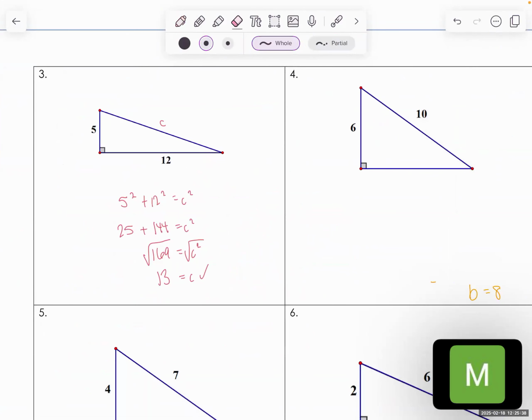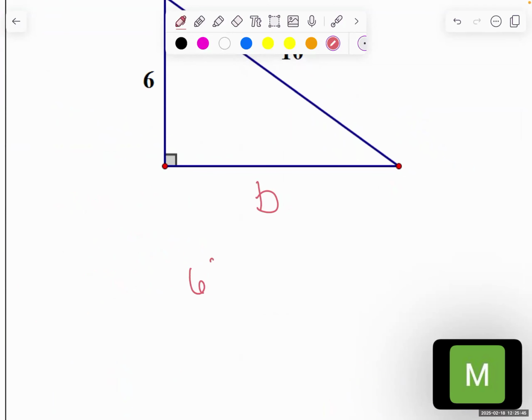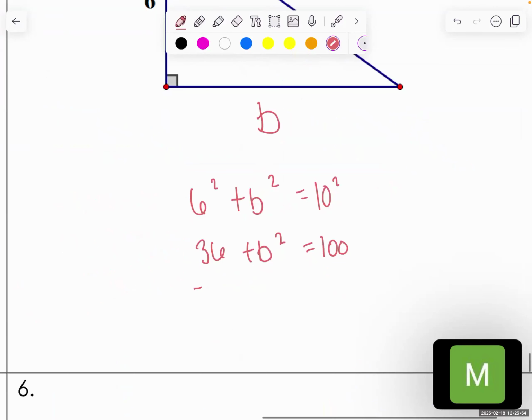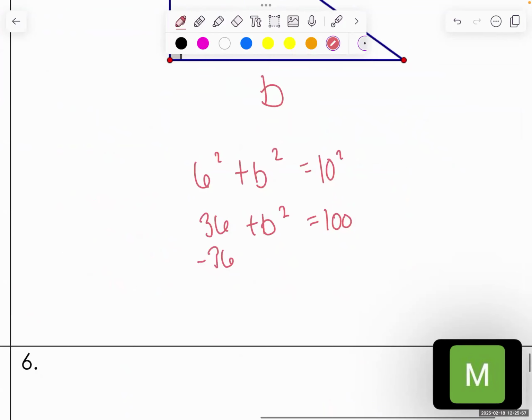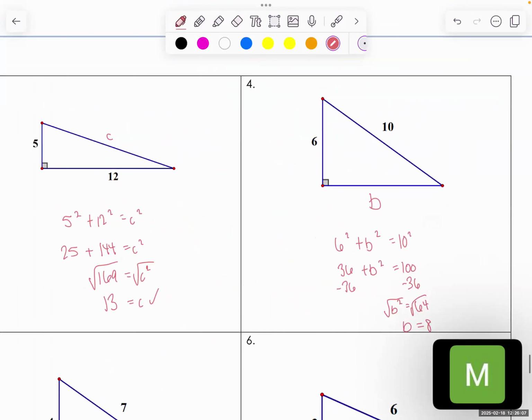Now, where this differs is if I'm solving something like this, I have to let it be B. And then I switch up my formula. I get 6 squared plus B squared equals 10 squared. 36 plus B squared equals 100. I've got to isolate that B squared. And so B is 8. Again, you just pay attention to what I'm looking for. In this case, I'm looking for the hypotenuse. In this case, I'm looking for the leg.